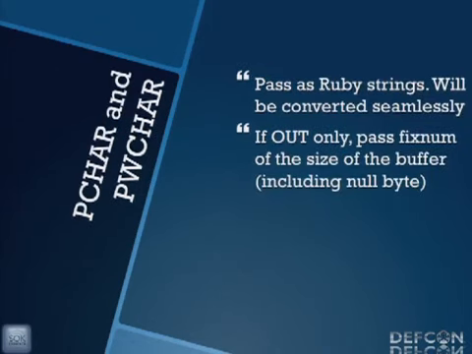Then we have, of course, PCHARs and PWCHARs, which are pointers to characters and wide characters. Same thing, we pass the data, so we pass it strings. And again, if it's an out-only parameter, then we pass it the size of the buffer that we want it to occupy. And that includes the null byte. So you have to watch that. You can get off-by-one errors there.